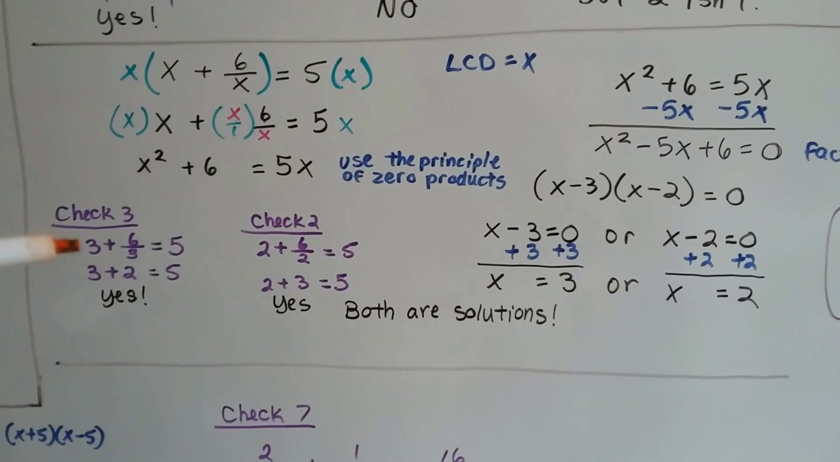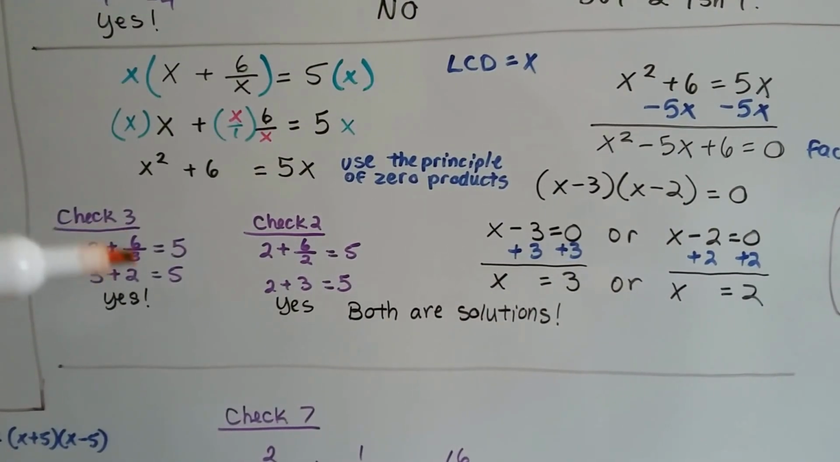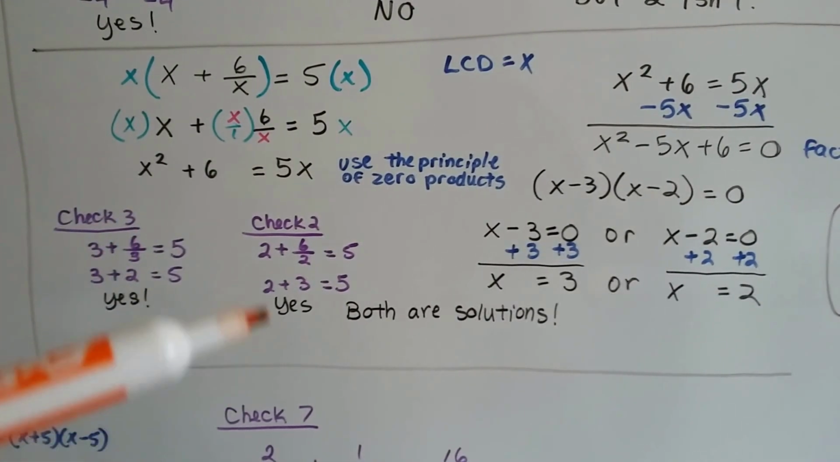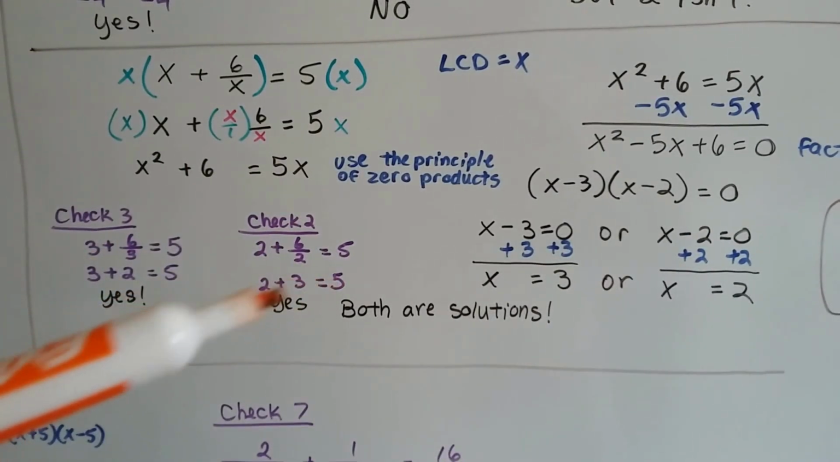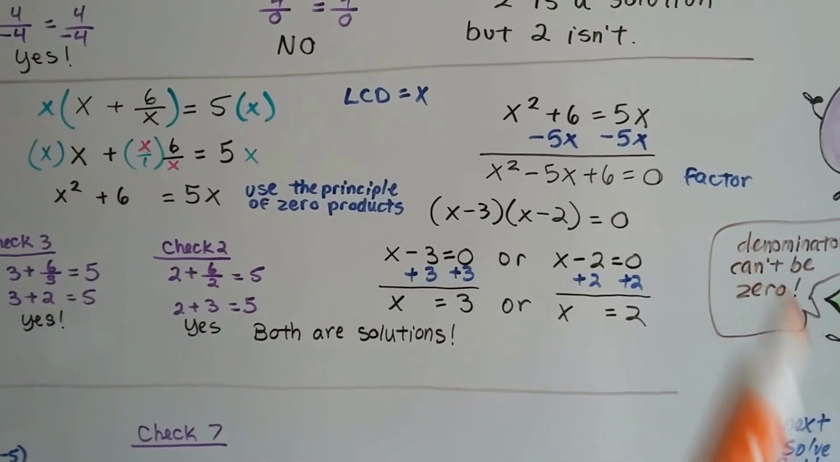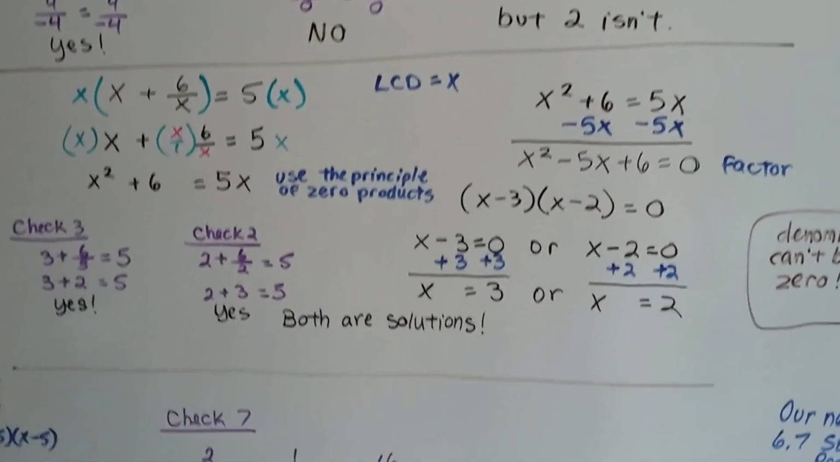We plug them in, the 3 for x, and we get 3 plus 6 over 3, which is a 2. 3 plus 2 is 5. So yeah, 3 works. 2 plus 6 over 2, that's 2 plus 3 is 5. Yep. So they're both solutions. Just remember that the denominator can't be 0 because otherwise it's undefined, okay? All right, here's our last one.